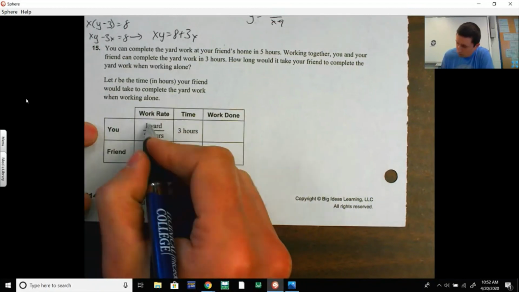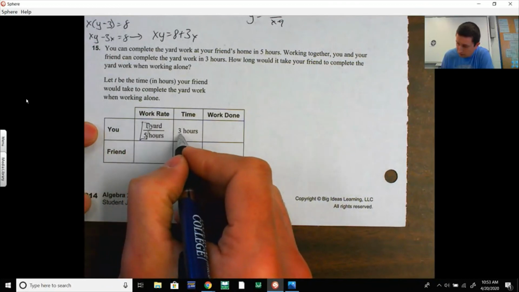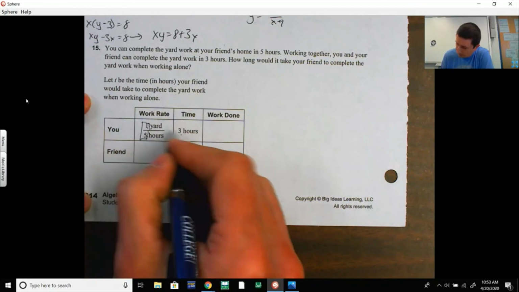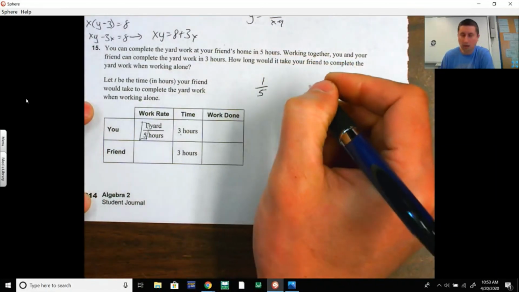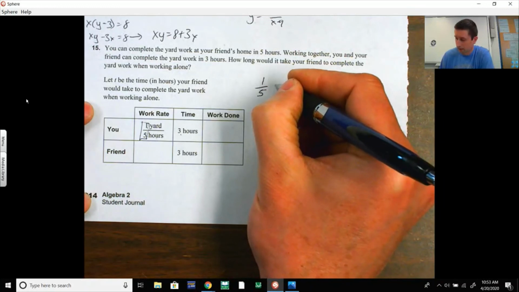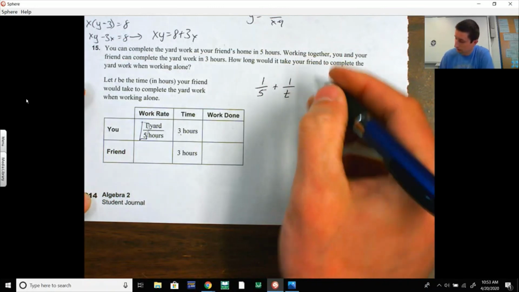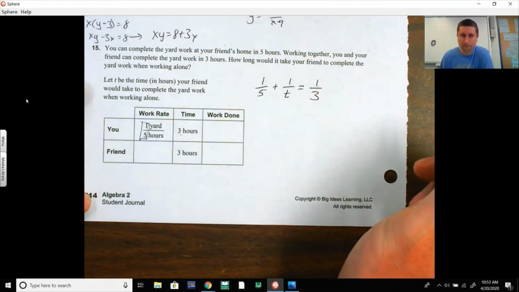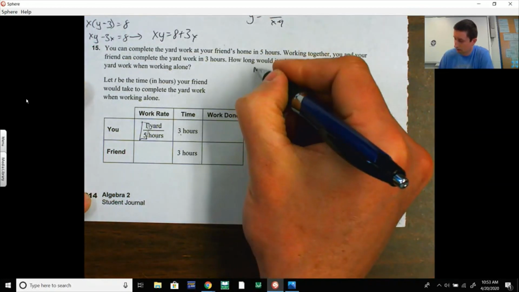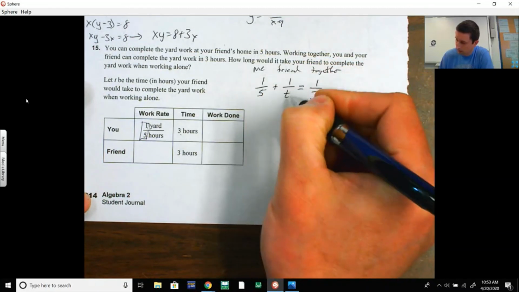So you can do 1 yard in 5 hours. So you can do 1/5 of a yard. But together you're working for 3 hours. Okay, so how I like to think of it is I can do 1 yard in 5 hours. So in an hour, I can do 1/5 of the yard. Now my friend, he can do 1 yard in t hours. We don't know that. So he can do 1 over t of a yard in an hour. And together, we can do 1 yard in 3 hours. Okay? So me, friend, together. We're doing 1 yard in 5 hours, 1 yard in t hours, 1 yard in 3 hours.